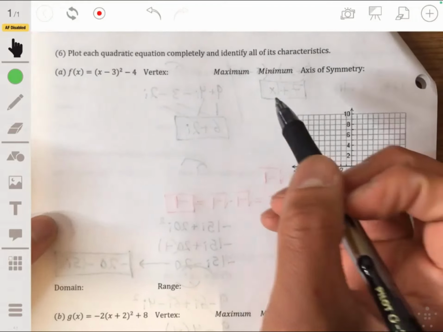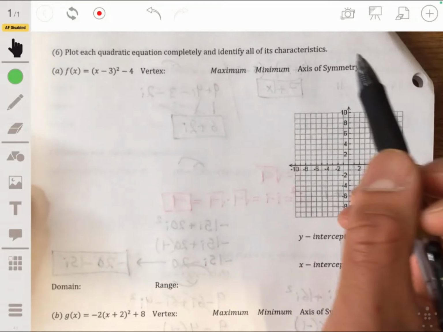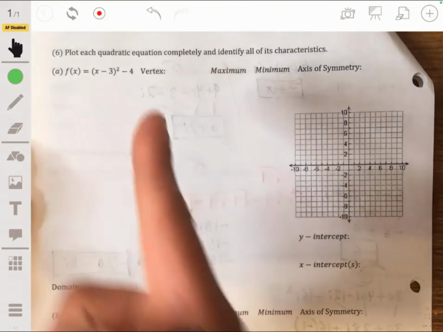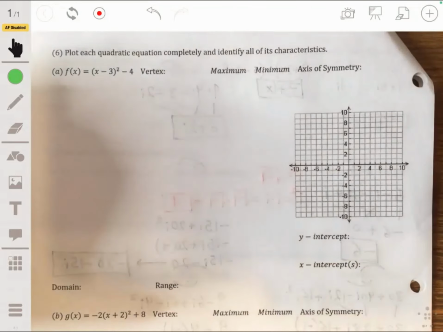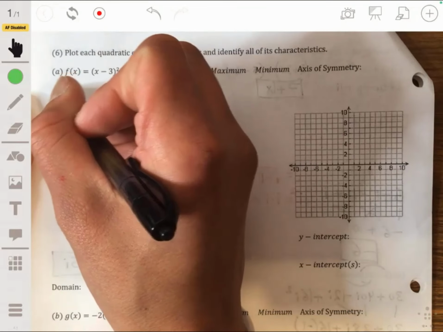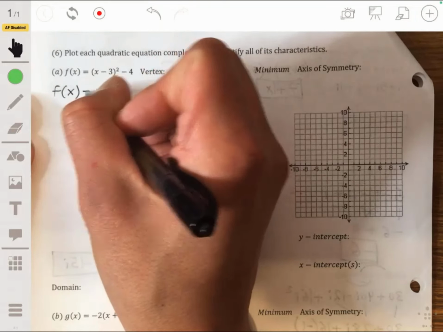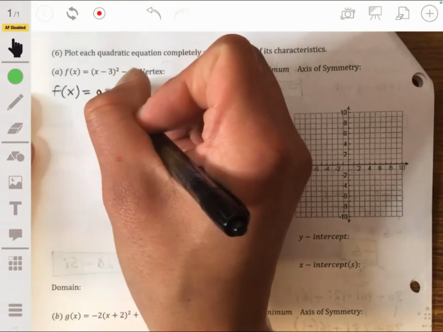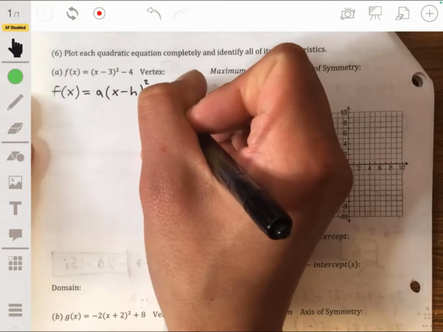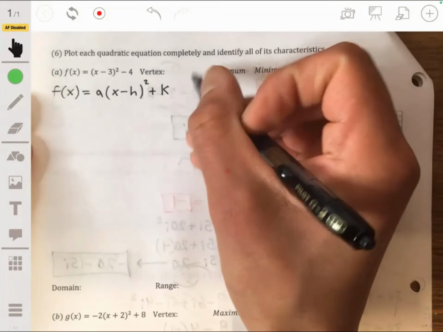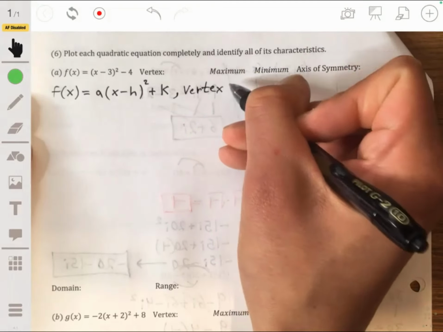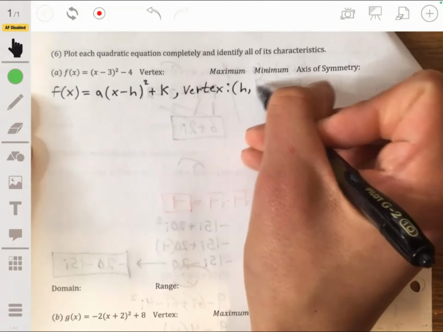All right, so I'm going to go over how we can graph quadratic equations in vertex form first, and then standard form, and then I'm going to show you some techniques as well. So here we have vertex form, which is essentially this form, where we have f of x is equal to a times x minus h squared plus k. The vertex in this form is located at h comma k.